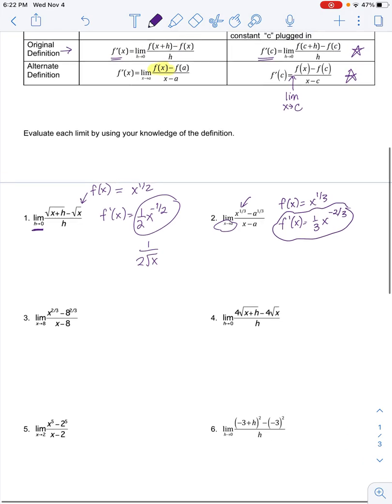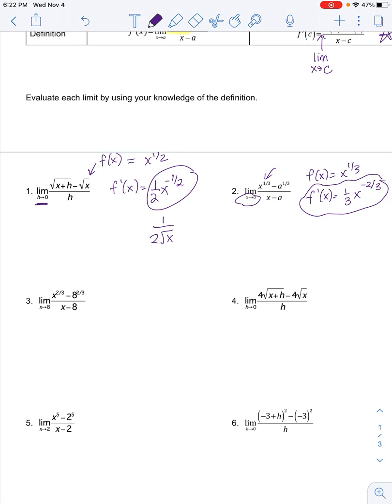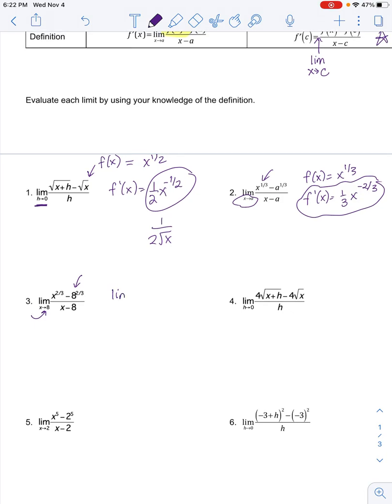Now, parts 3 and 4, examples 3 and 4 here are much different, because we actually have constants in here. So you'll notice I have 8 plugged in all over the place, and I'm letting x approach 8. So that means this is modeled after x approaching c of f of x minus f of c over x minus c. So my job is to find f prime, and then step 2 is plug in 8.